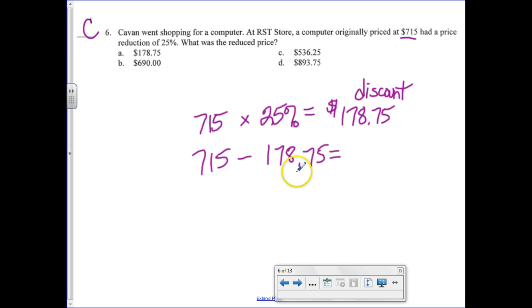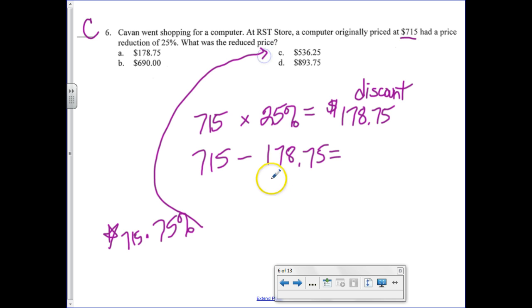Now, if, by chance, you were not able, or if you wanted to do it in one step, you could also use this train of thought and say, if I'm getting 25% off, I'm really paying 75% of the full price. And you could take $7.15 times 75%, and bam, you'd get that answer right away. But you can always resort to this method.